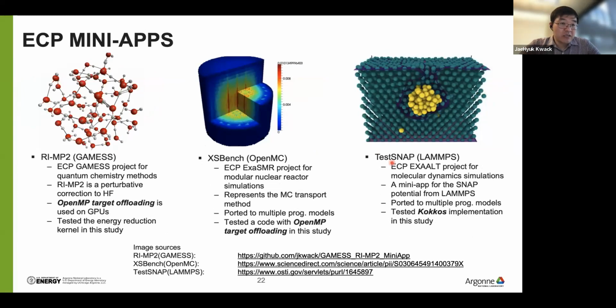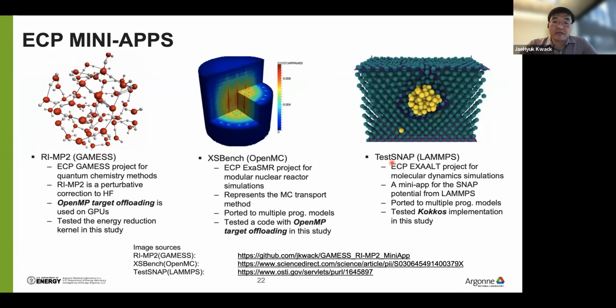And we use 3 ECP proxy applications. So the ECP GAMESS Direct mini app, which is from the GAMESS project. This mini app uses the OpenMP target offloading model for 3 different GPUs. And XSBench is another benchmark from the OpenMC application, which is from the ECP ExaSMR project. XSBench has multiple ports to programming models, but in this study, we picked the OpenMP target offloading model to check the performance portability.